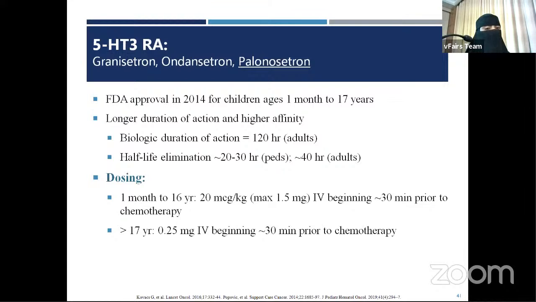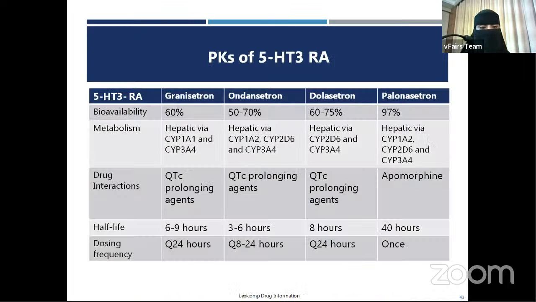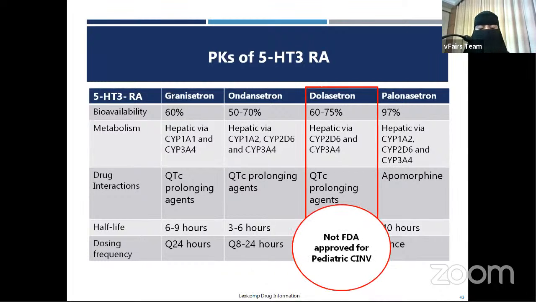Moving to the second generation, which is palonosetron. In 2014, it was approved for pediatric ages more than 1 month to 17 years. It had a longer duration and higher affinity for the serotonin receptor. Here is the dosing, and it was approved based on multi-center double-dummy trials. Here is the pharmacokinetic data for serotonin receptor antagonists. Just want to highlight that ondansetron is not FDA approved for pediatrics yet.